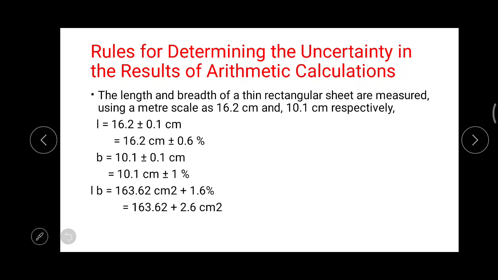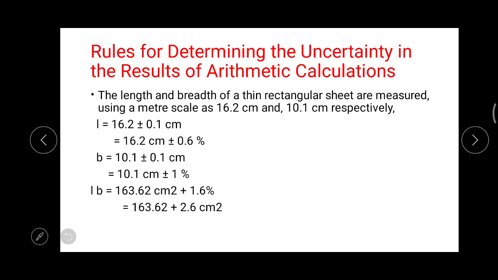Okay, let it be like that. And the total percentage error in the area is 1.6 percentage. So 1.6 percentage of 163.62 centimeter square will be equal to 2.6. So the error will be equal to plus or minus 2.6 centimeter square. Okay, such a way you can find out the combined errors in the case of multiplication or division.